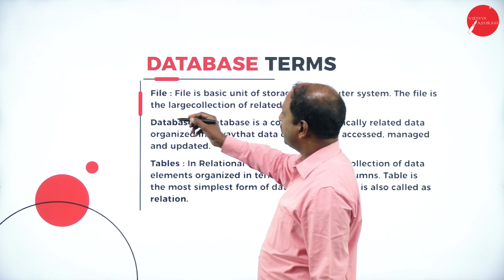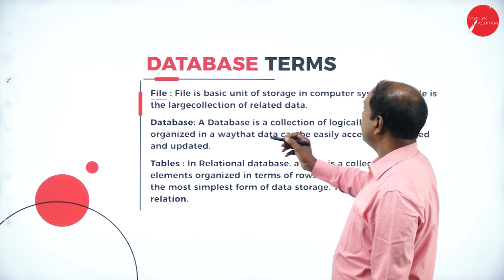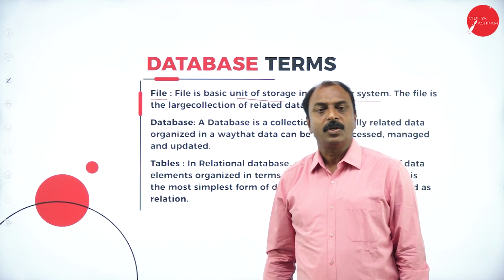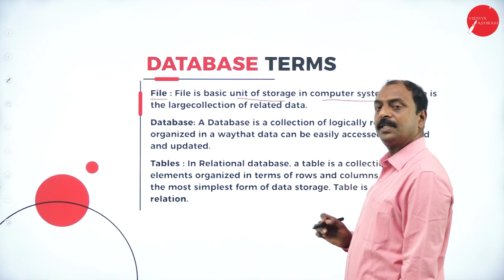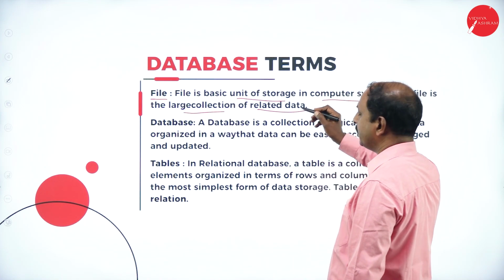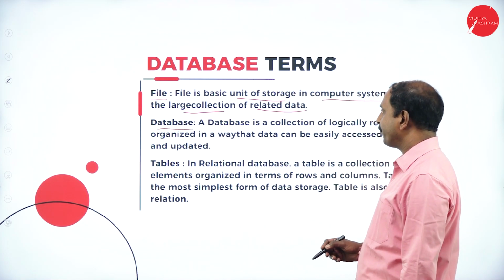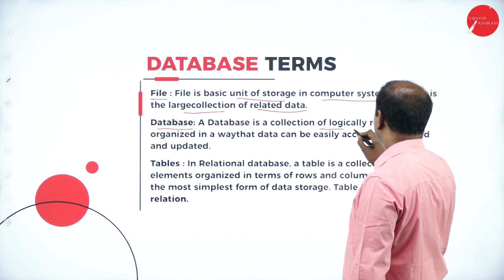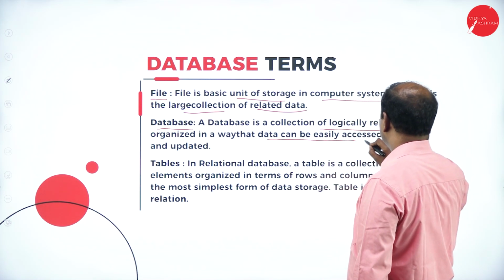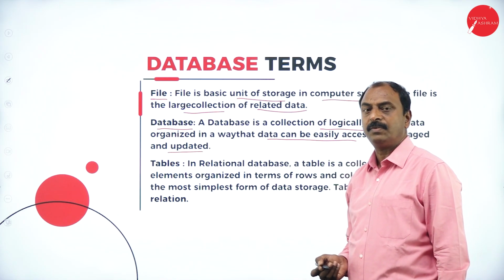Database terms. First one is file. What is a file with respect to database? It is a basic unit of storage in computers. Generally, if we talk about a file system, a file is a basic unit of storage in computers, and a file is a large collection of related data. Next one is, what is a database? This is what you have learned in our previous session. It is a collection of logically related data organized in a way that data can be easily accessed, managed, and updated. This is what we have discussed in our previous session.